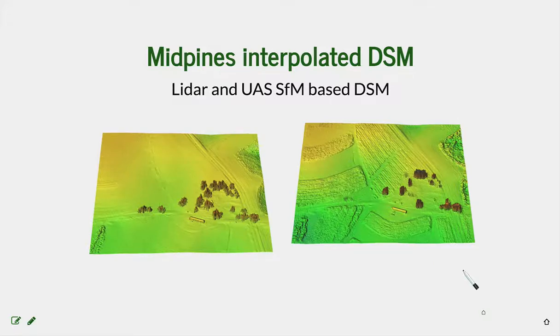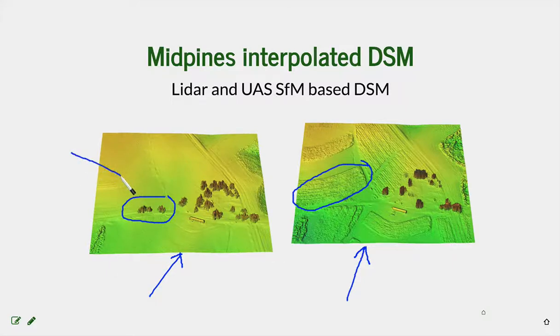Here is another image of that interpolated digital surface model. This one is the LiDAR-based digital surface model. This one is UAS-based, and you can see the differences over time. There were some trees removed in this area, and here we have some trees missing, and there is also vegetation growing in the fields. This is a bare ground representation, while at this time it is not bare ground, it's a surface model because we have all these trees, but there is nothing growing in the field.